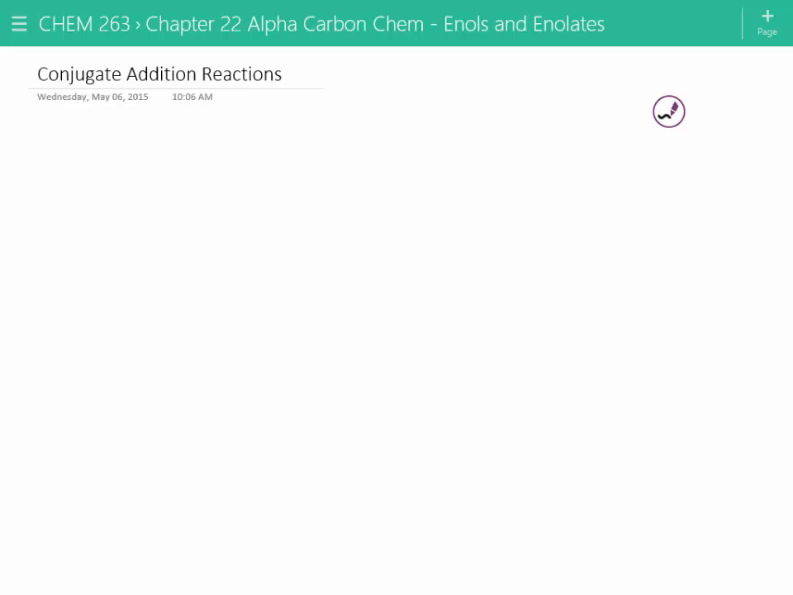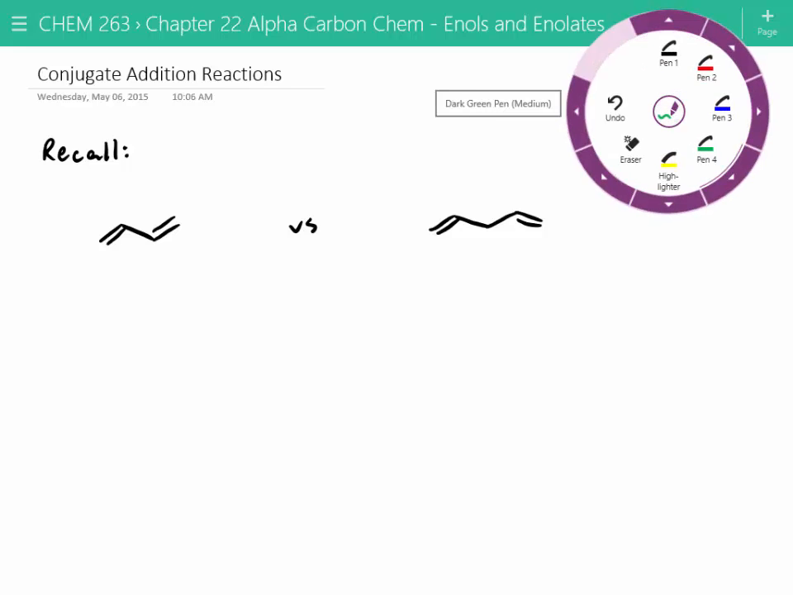Let's do conjugate addition reactions. This is drawing from our memory bank from last term. Which of these is more stable and why? The left one. The left one's conjugated and therefore more stable.